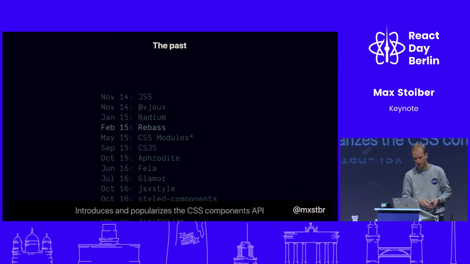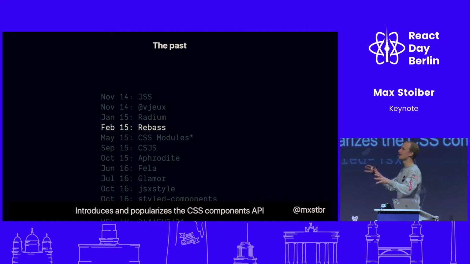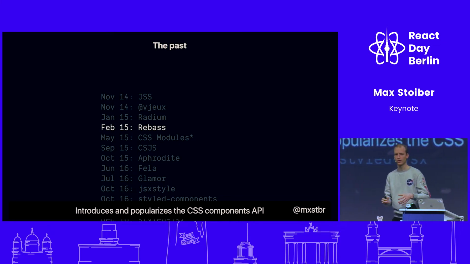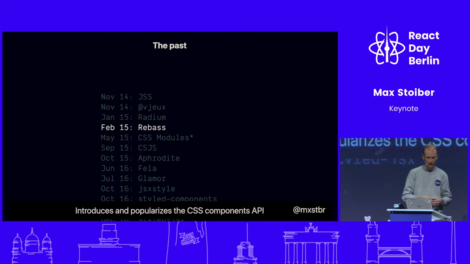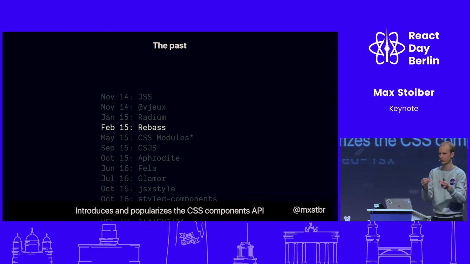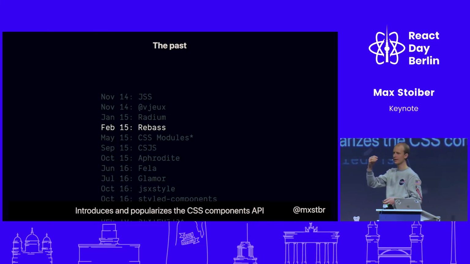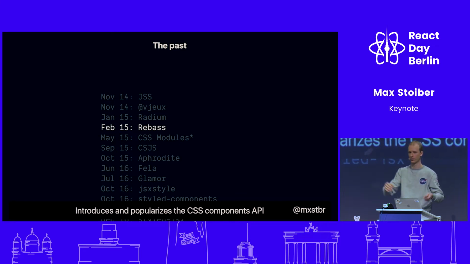Then in February of 2015, Brent Jackson launched Rebase. Again, another great library. Now, Rebase isn't technically a CSS-in-JS library. However, it was the first library that introduced this CSS components API. So you have a box component, for example, or a flex component. And on those components, you can write your CSS as props. So you write box, and then you have font size 12 pixels or whatever.